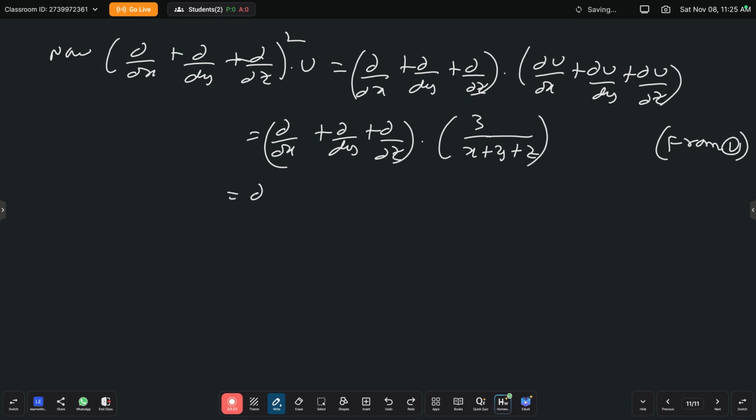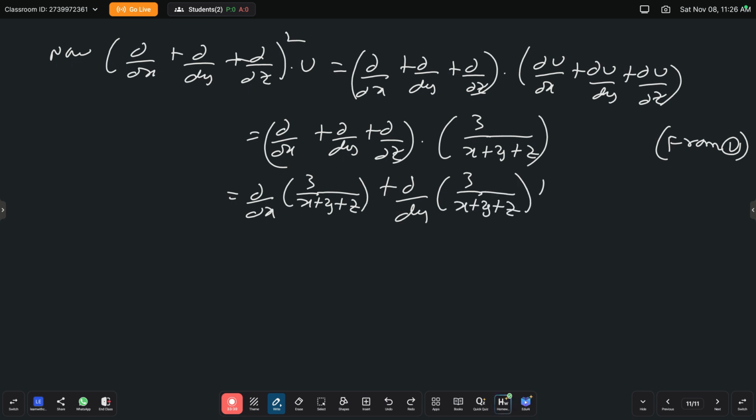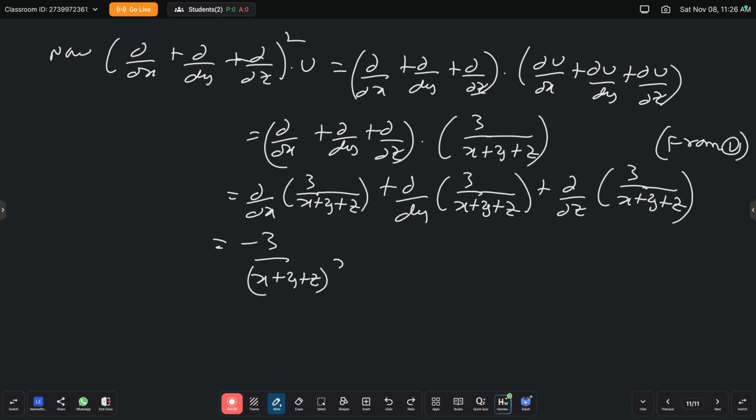Okay, now we can find that ∂/∂x of 3/(x+y+z) plus ∂/∂y of 3/(x+y+z) plus ∂/∂z of 3/(x+y+z). Now the value is -3/(x+y+z)² with respect to x, derivative of (1/x) is -1/x².